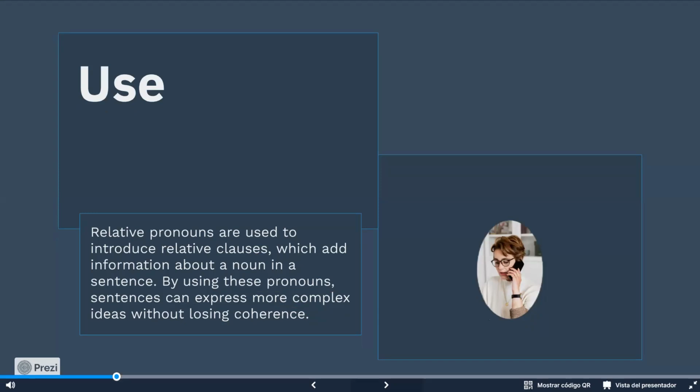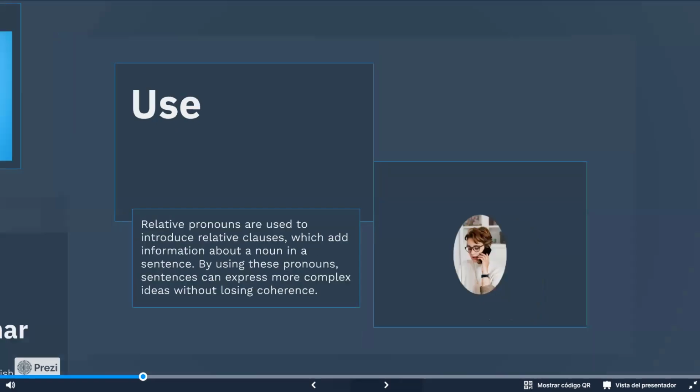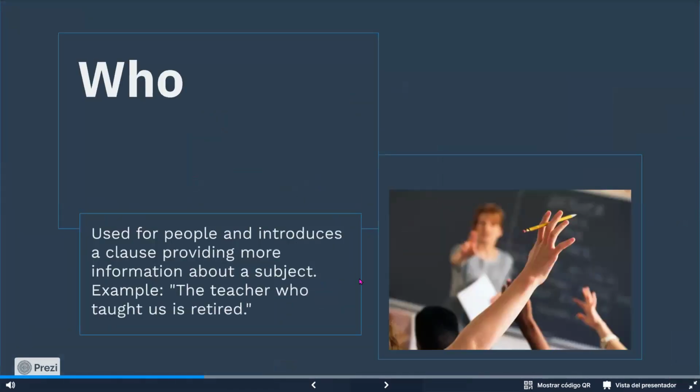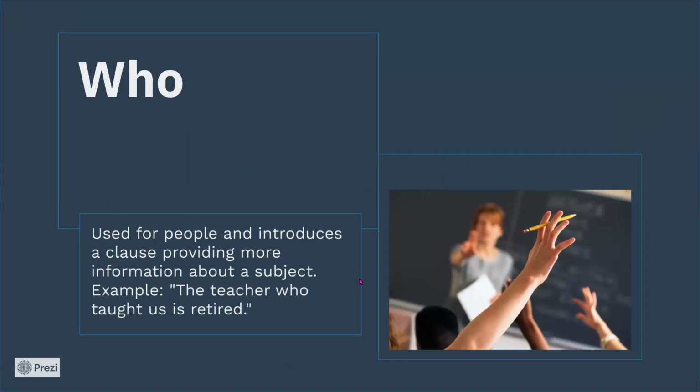The list of relative pronouns. The first one, who. My dear Angie Naomi, can you hear me? Yes, teacher. Angie, please read this paragraph. Who is used for people and introduces a clause providing more information about a subject. Example: the teacher who taught us is retired. Yay, my dear Angie Naomi.